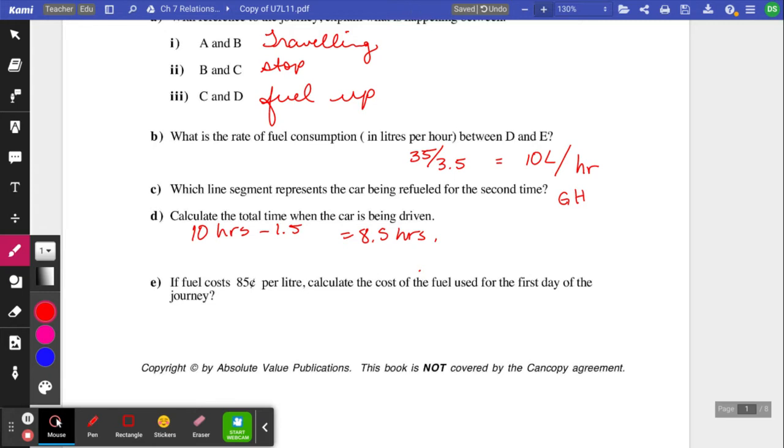Okay. Then it says, if fuel costs 85 cents per liter, calculate the cost of fuel used for the first day of the journey.